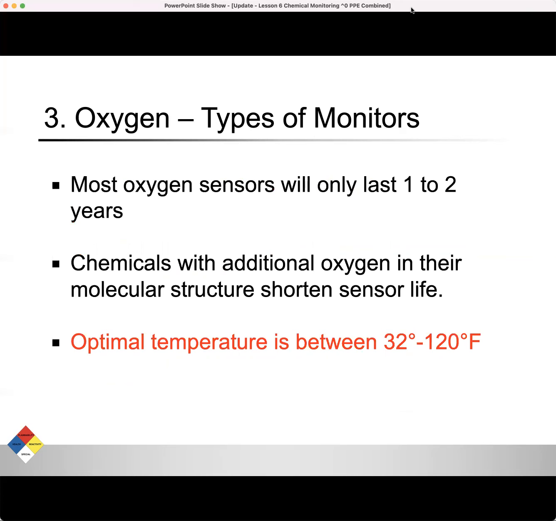If you're monitoring in an environment that contains a chemical with additional oxygen in their molecular structure, this can cause that sensor reaction to, quote, burn brighter and shorten the sensor life. Your monitor should tell you when to replace the sensor. But just keep in mind that you're going to shorten the sensor life if you're using it in an environment with a chemical with additional oxygen. The optimal temperature for most oxygen sensors is between 32 degrees and 120 degrees Fahrenheit. Check your manufacturer operating limits for specifics.